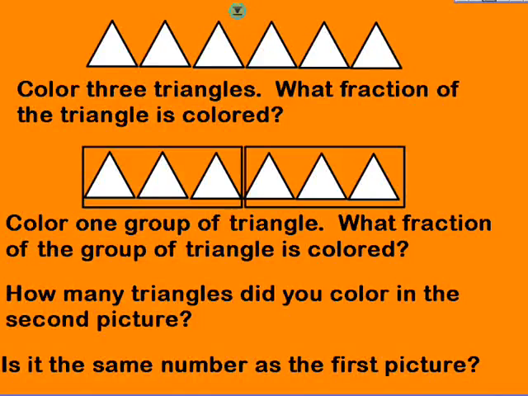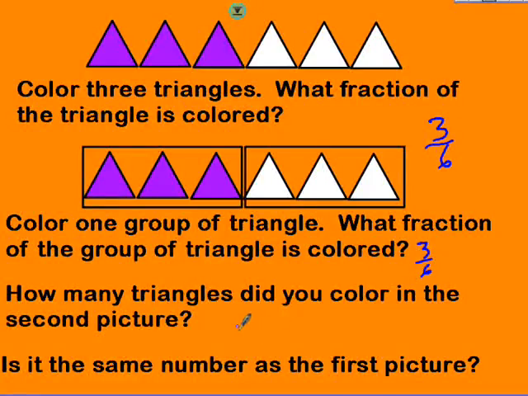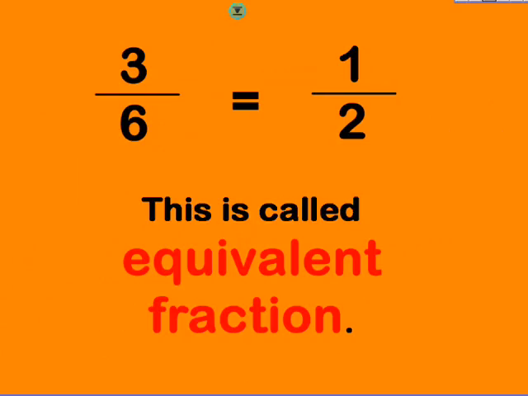So here, if you compare these, I'm coloring in 3 triangles. So 3 triangles, that's 3 out of 6. And of course, 3 out of 6, if you look at that. So I colored in 3 triangles, and 3 out of 6 is 1/2. It's 1/2 of it. So 3 out of 6 is equal to 1/2.